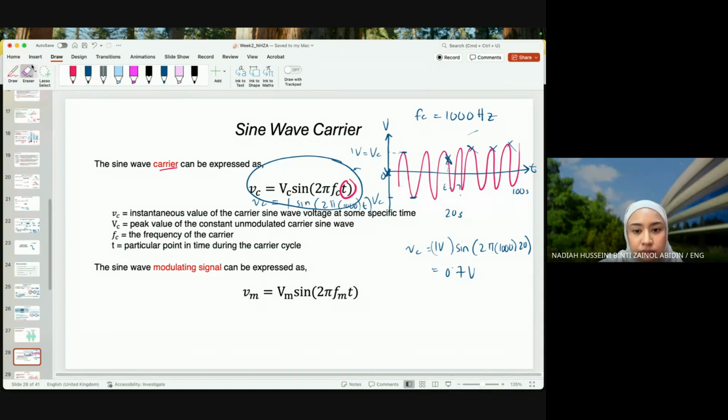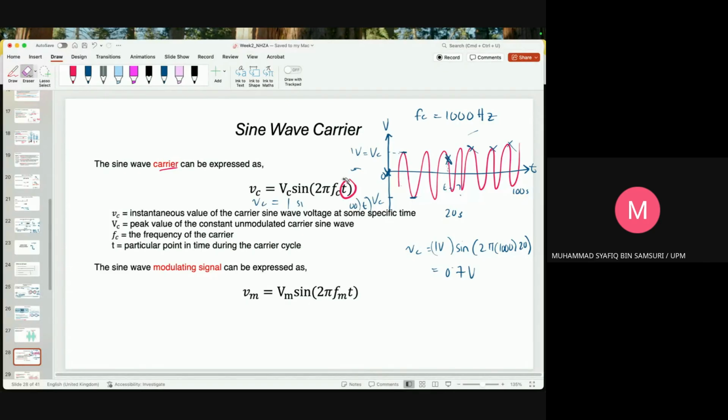Any other questions related to this? Do we understand how to use this equation?